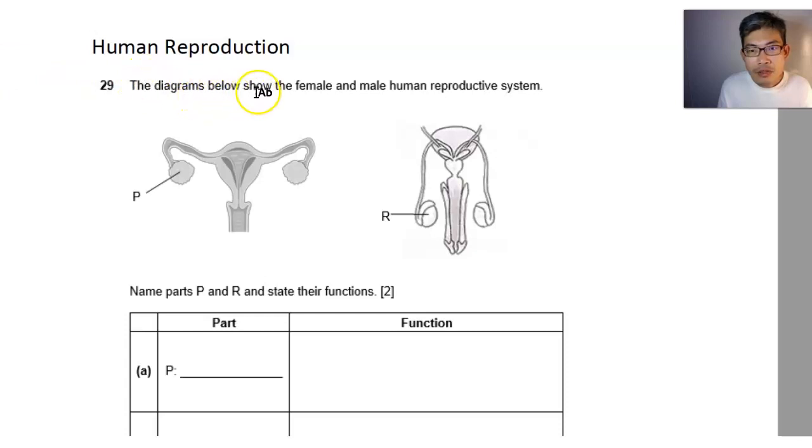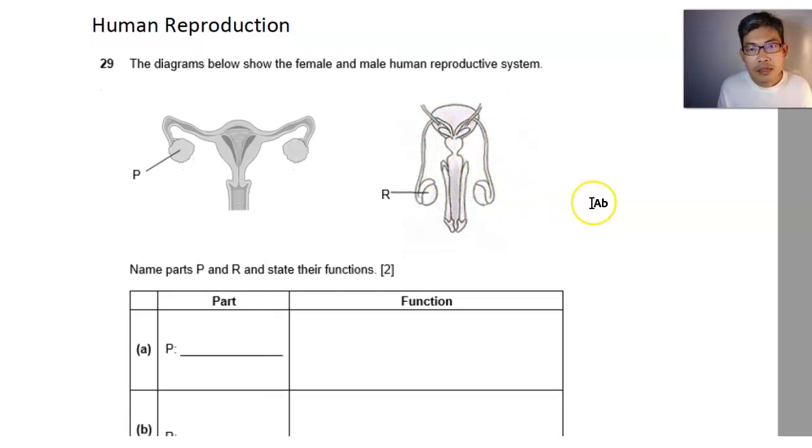The diagrams below show the female and male human reproductive systems. So this will be the female reproductive system. This will be the male reproductive system. Basically, for such questions, you need to memorize the parts as well as the functions of the different reproductive systems, be it for the female or the male.